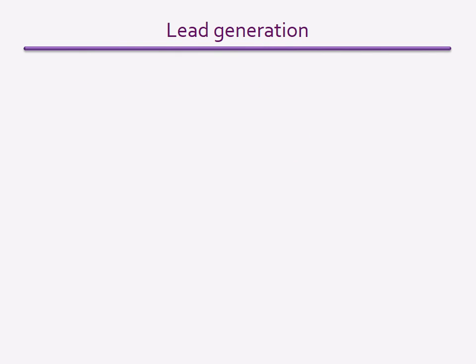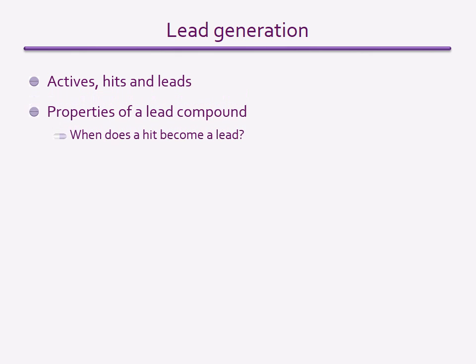In the lecture, you will learn about a number of topics. It is important to know what is meant by the terms active, hit, and lead, and how these terms are related, in particular, at what point a hit becomes a lead. You should also understand what properties a compound should have in order to be considered a good lead and be suitable for development into a drug.